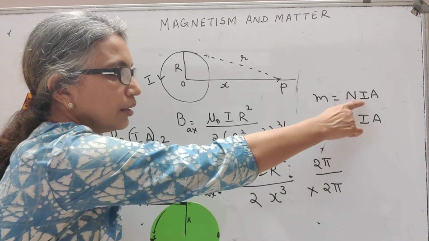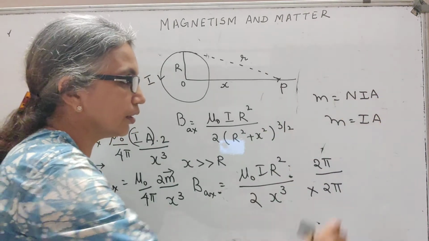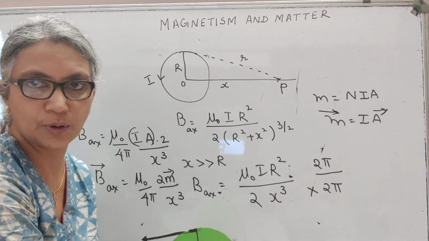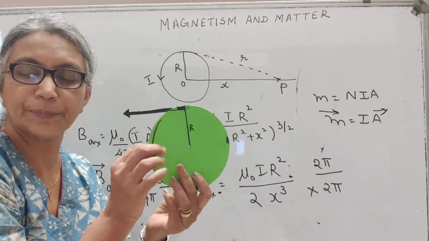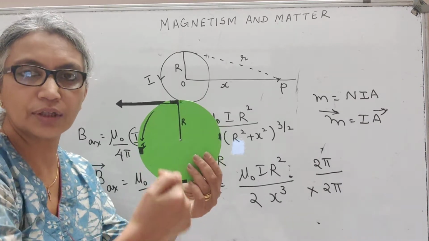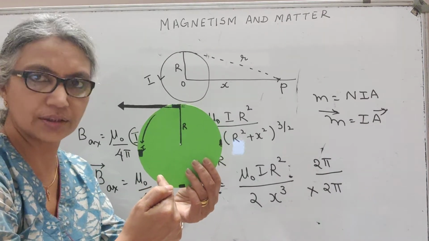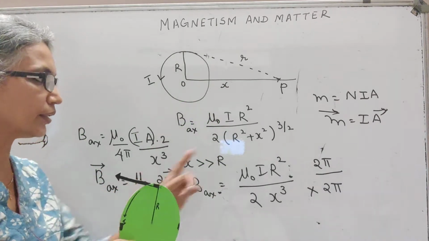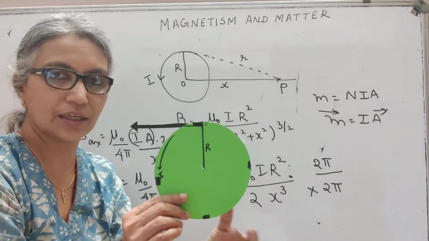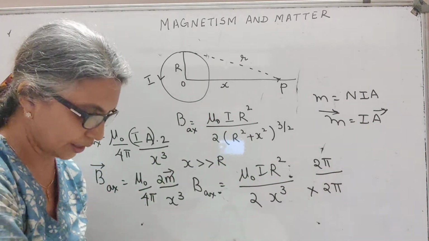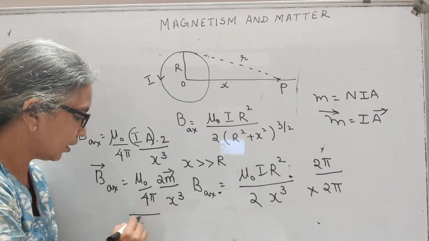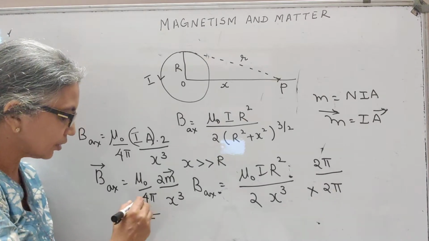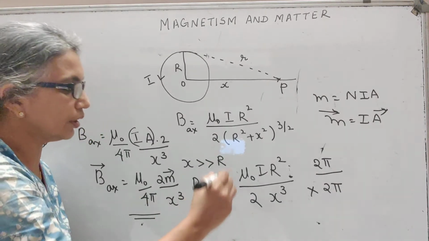M, this is a scalar, this is also a scalar. The only vector here is the area vector, and the area vector will decide the direction of magnetic dipole moment. Area vector, you already know, will be perpendicular to the plane of the coil, and if the coil carries anti-clockwise direction current, it is perpendicular and outwards. So you see, this B axial and the magnetic dipole, which has the same direction as area vector, are in the same direction, and so this is the B axial of a circular loop if you take x much greater than r. Now this is very similar to the dipole E axial.